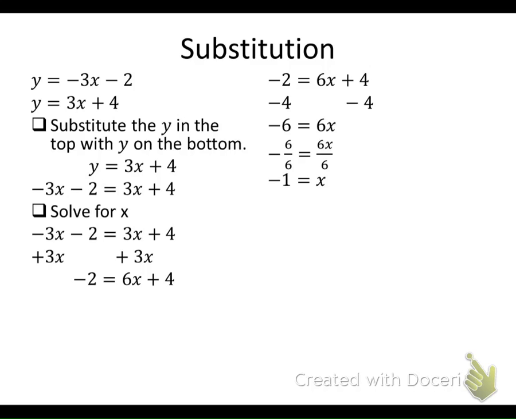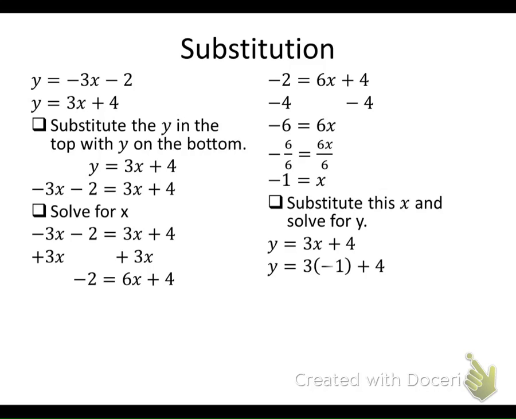I can't stop there. I still need to know what y is. So, substitute in that value for x. Now I picked just any equation. You can pick either equation from the top to find y. Now 3 times negative 1 is a negative 3. Negative 3 plus 4 is a 1.